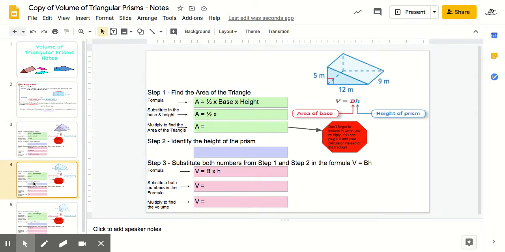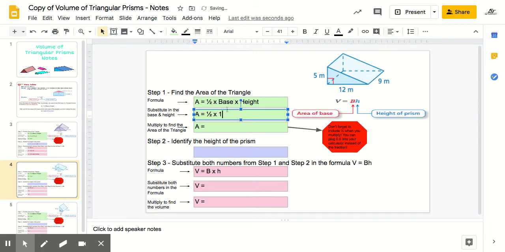Let's do another one. Okay, another triangular prism shown right here. Our first step is to find the volume, or excuse me, find the area of the triangle. So the area of this triangle is this triangle right here. Okay, so we first need to identify the base. The base is the bottom of the triangle. The bottom of the triangle is equal to 12 meters. So where it says base, I'm going to type in 12.